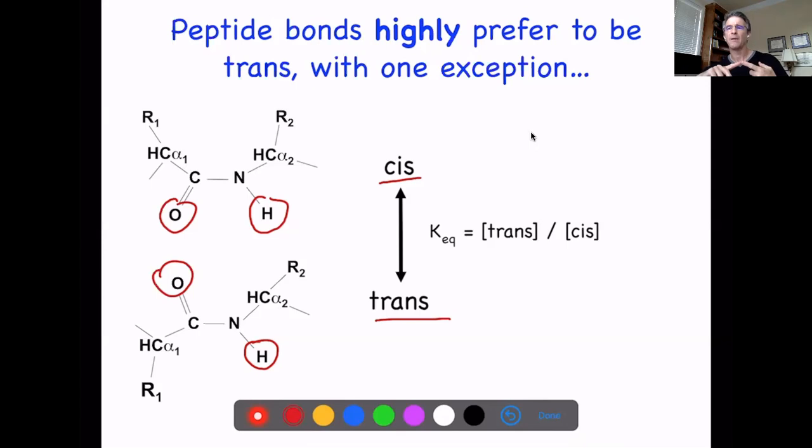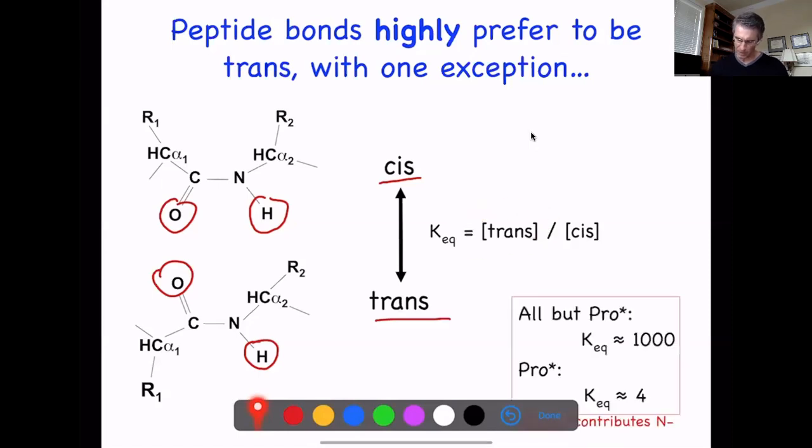But it turns out for all but one amino acid, that cis-trans configuration is dramatically, like 1,000 to 1, pushed in the direction of the trans configuration, right? So if we define the equilibrium between the cis and trans configuration, assume that it can jump back and forth in principle between the configurations. For all of the amino acids, with one exception, that equilibrium constant is pushed to the 99.99% level into the trans configuration, right?